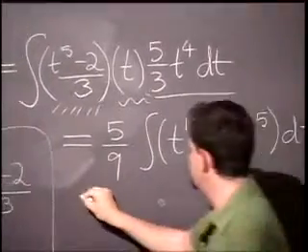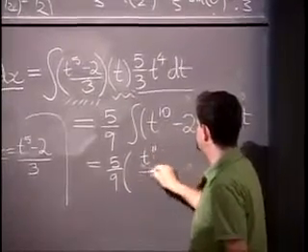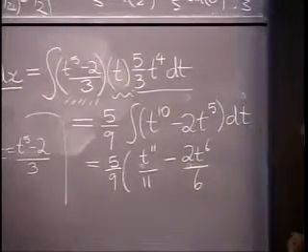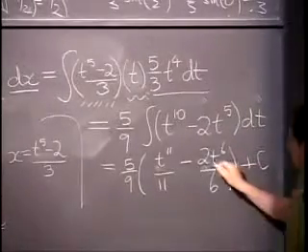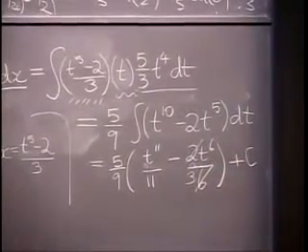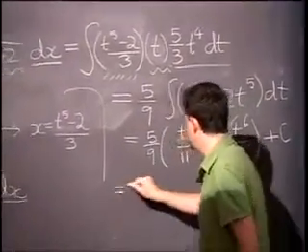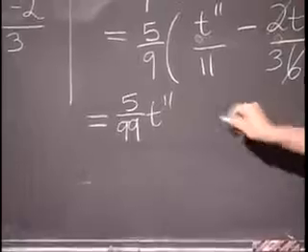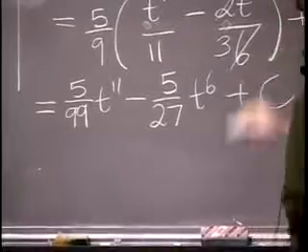Now, when we integrate this, we get t to the 11 over 11 minus 2t to the 6 over 6 plus a constant. There's a tiny, teensy little bit of cancellation here in that we can change this to a 3. Cancel out the 2 and the 6. And so what are we left with? 5/99 t to the 11 minus 5/27 t to the 6 plus a constant.